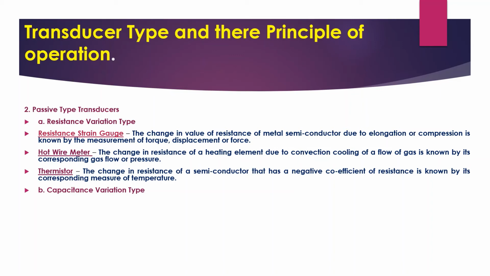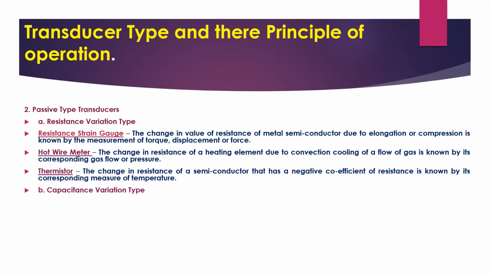Variation type. That means we will use a capacitor. Now the formula for capacitor, this we have already understood in unit number 1. Capacitance is epsilon 0 K A by D. Epsilon 0 is the permittivity of free space, K is the dielectric constant, A is the area of cross section of the plate, and D is the distance between the two plates.